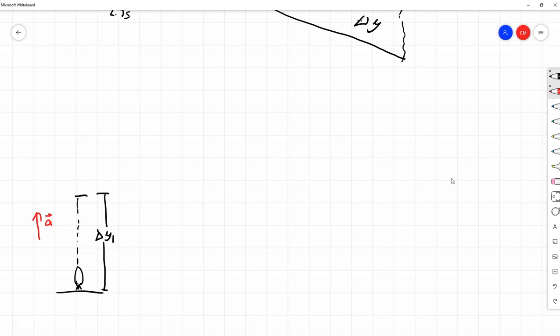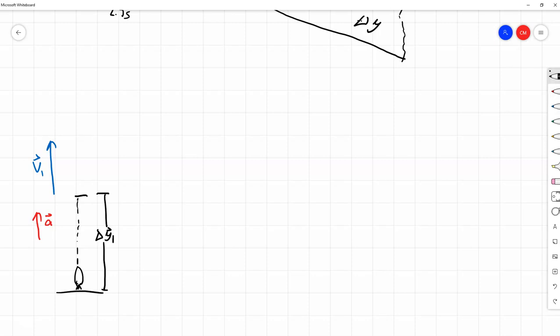Oh, by the way, delta y1, is that a vector? Does that have direction? Which way is the rocket going? Up, so therefore it is a vector. It does have direction. You're going upward in this case. Okay, then when it gets to that point, it's going to have a velocity at this point, which I will call v1 in the upward direction. So far, so good, right? Then the engine goes out.